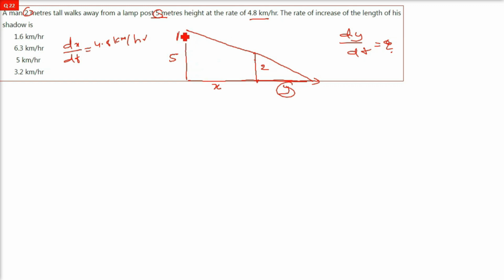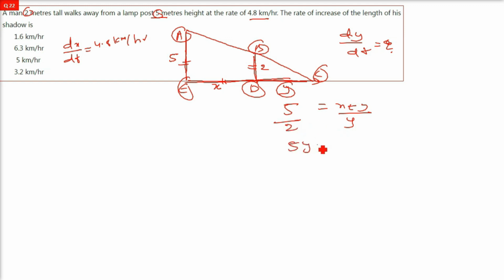Let's make a triangle. There are two triangles here, the bigger triangle and the smaller triangle. Since they are similar, the corresponding sides will have equal ratio. So 5 divided by 2 will be equal to x plus y, the whole base, divided by y. These are the corresponding sides ratio which I told you. So this is going to be 5y equals 2x plus 2y. Cross multiplying, 5y minus 2y is 3y, so 3y is 2x.